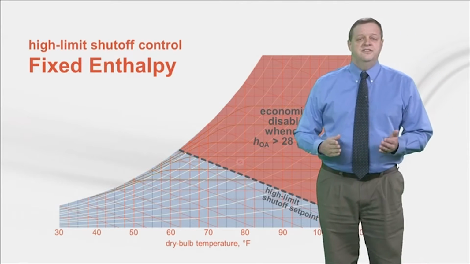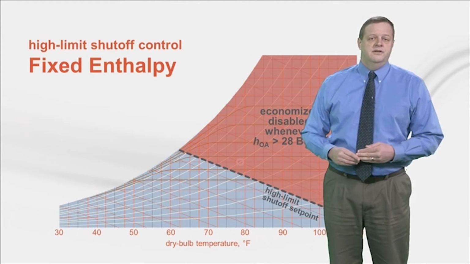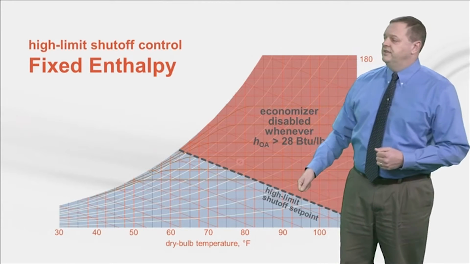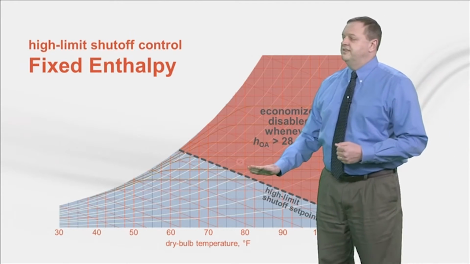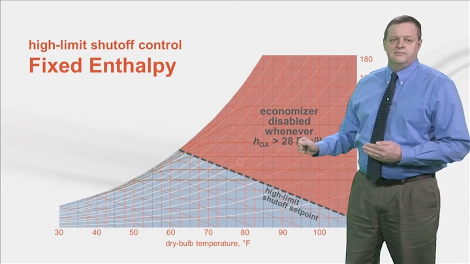This strategy uses sensors to measure both the dry bulb temperature and humidity of the outdoor air. The controller then calculates the enthalpy of the outdoor air and compares it to a predetermined high-limit shutoff set point. The economizer is disabled whenever the outdoor enthalpy is above this limit.